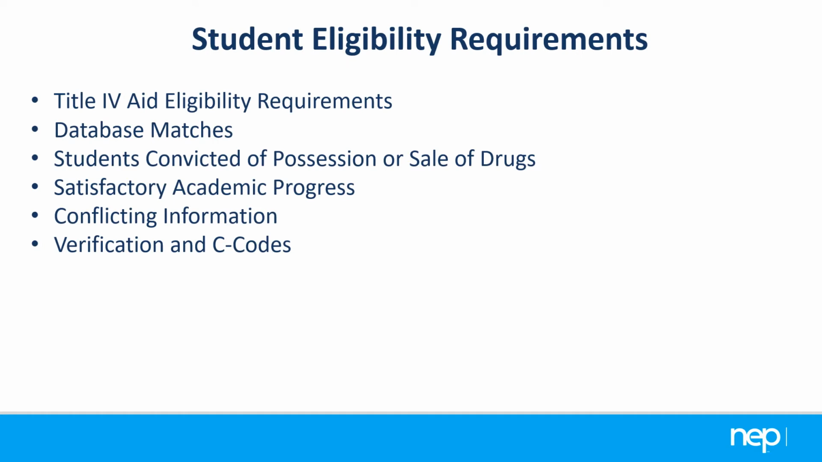Today we will be discussing student eligibility requirements, which include Title IV aid eligibility requirements, database matches, students convicted of possession or sale of drugs, satisfactory academic progress, conflicting information, verification and C codes.